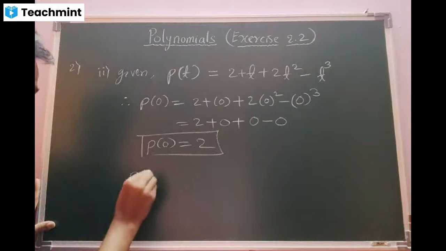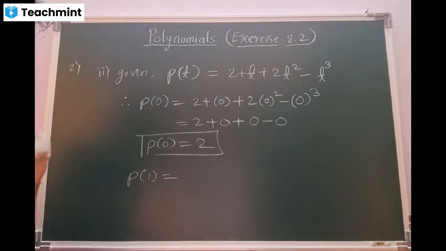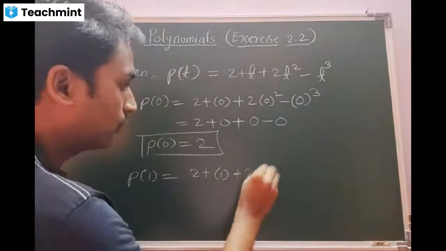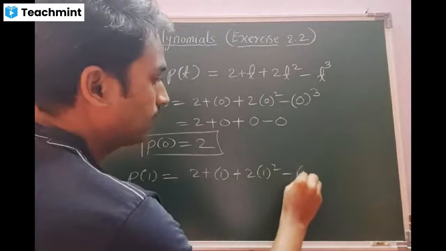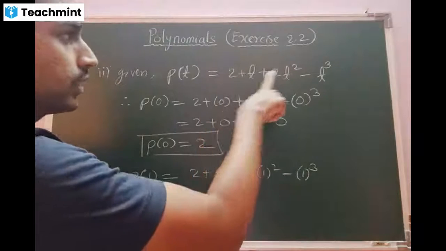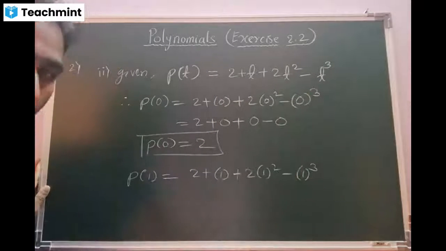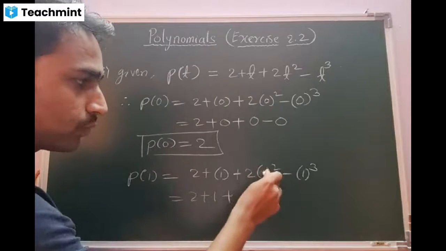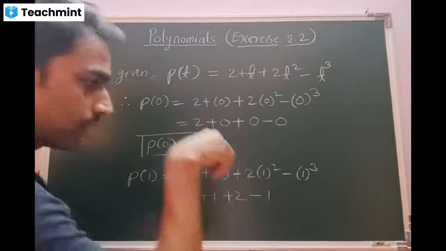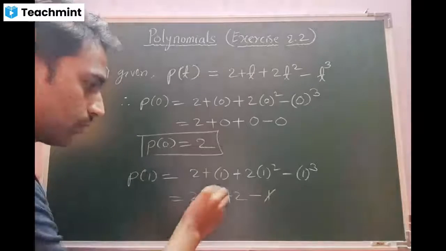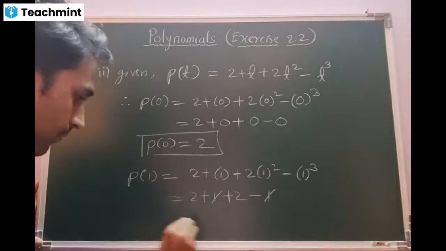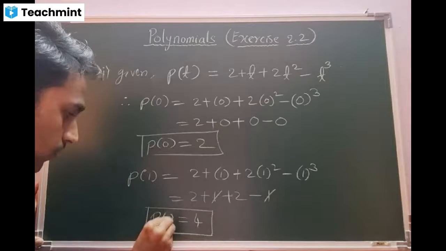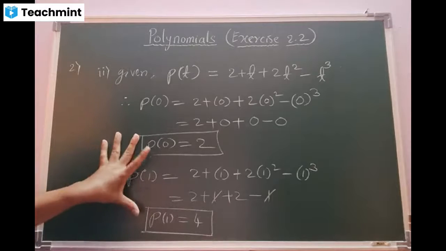Now what do I have to find? P of 1. Let us do it: 2 plus 1 plus 2 into 1 square minus 1 cube. In the place of t, I'm putting 1 and trying to solve it. 2 as it is, plus 1 as it is, plus 2 into 1 square is 1, 1 into 2 is 2 only, minus 1 cube is 1. You can cancel positive and negative 1. Correct, beta? The answer is 4. Yes, p of 1 is 4. This is the first answer, this is the second answer.